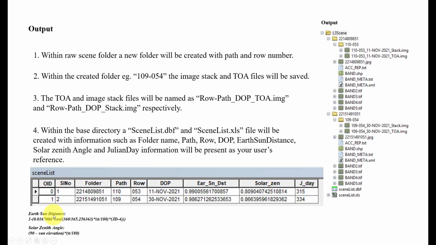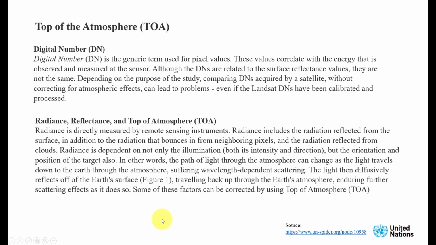So this is the formula behind the earth sun distance that we have used. Solar zenith angle has been calculated using this formula. Okay, so let's move to the next slide.